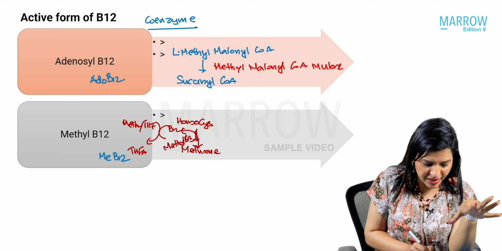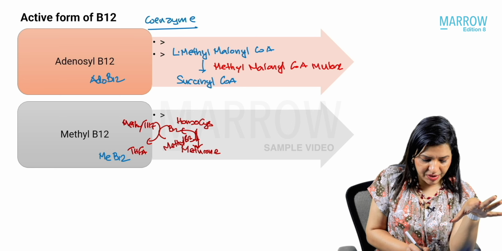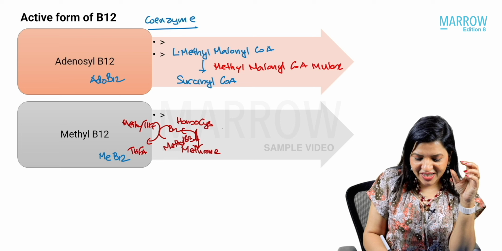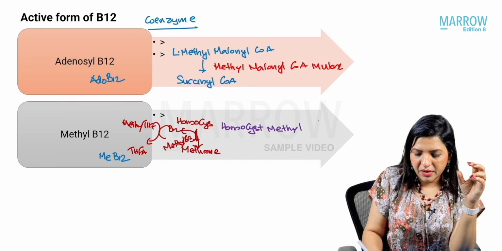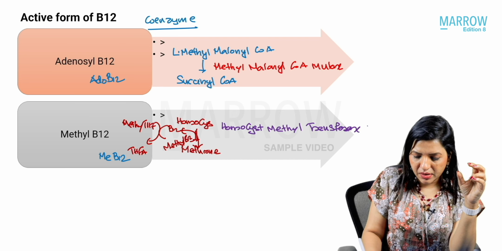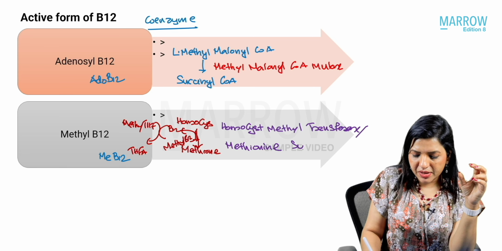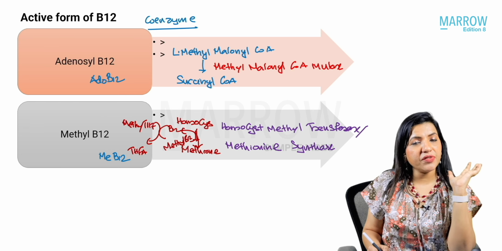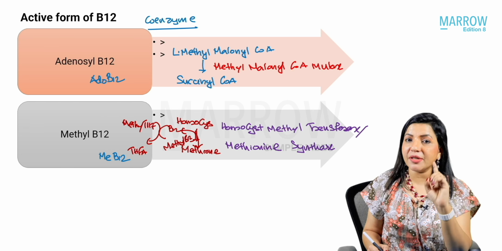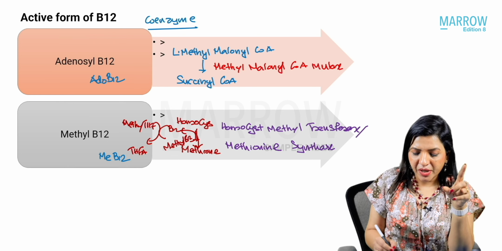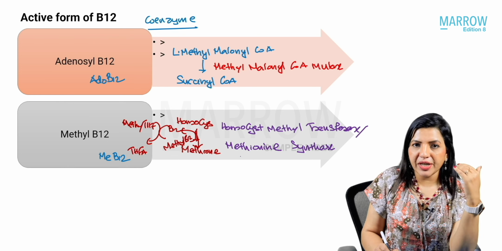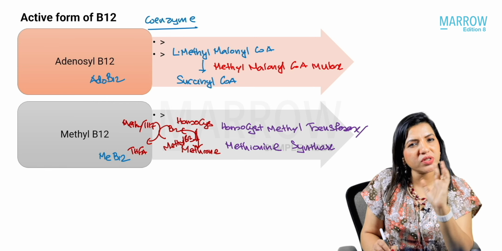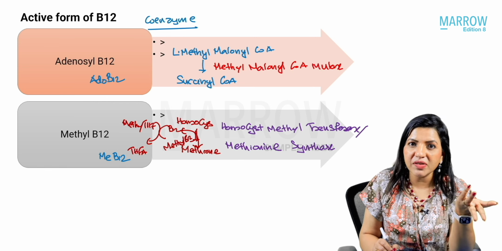And what is the name of this enzyme? The name of this enzyme is, yes, homocysteine methyltransferase, otherwise called methionine synthase. Two names are there. You should know both names. So for this, we know that both B9 and B12 are required. Okay. So in this reaction, homocysteine accumulates both in B9 deficiency as well as in B12 deficiency.